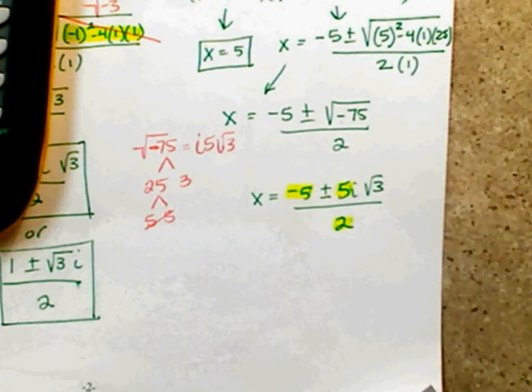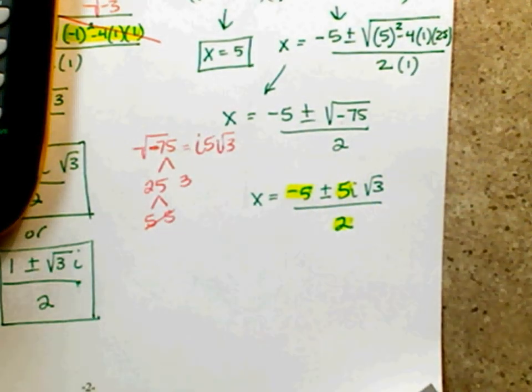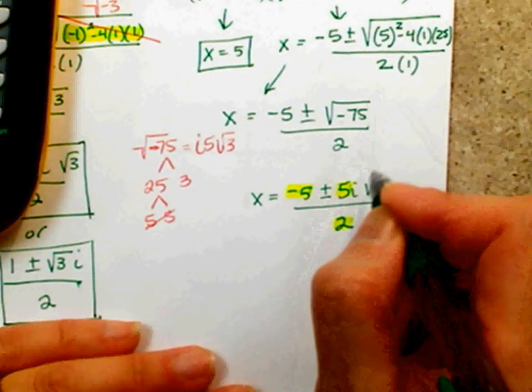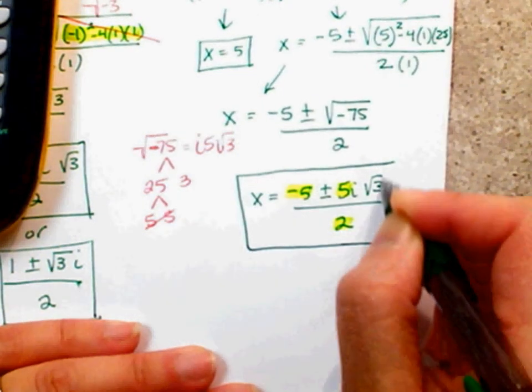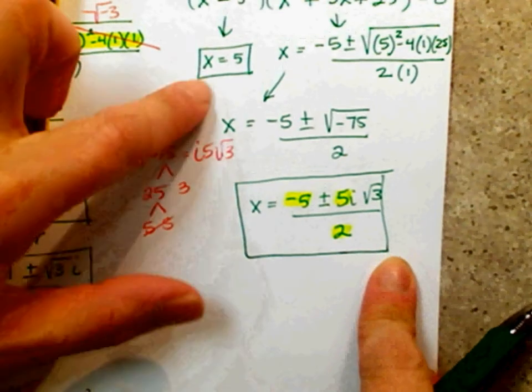Can you simplify that anymore? Is there a greatest common factor that goes into 5, 5, and 2? Well, the only answer is 1. So you stop right there, and there's two of your solutions. There's 2, plus that one makes it 3. And there's your number 6.